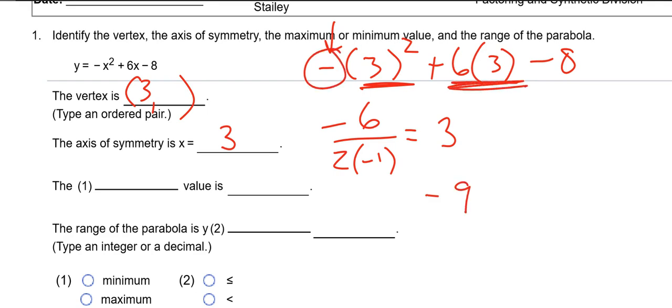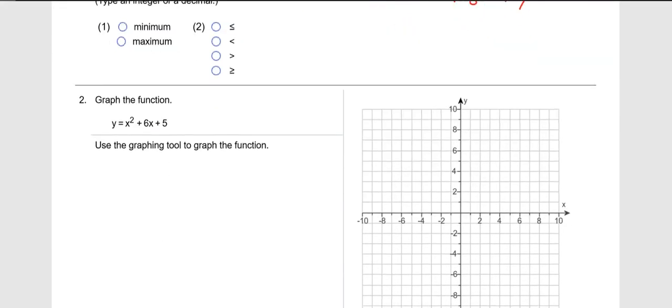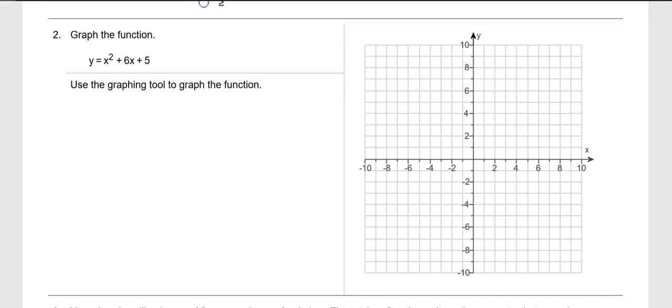Then I've got a positive 18 and a negative 8. So you forgot that negative 2. Okay, so 18 take away 17, also known as 1. Okay, now, I know we could do the rest of that, but we're not going to. What I want to think through is question 2.